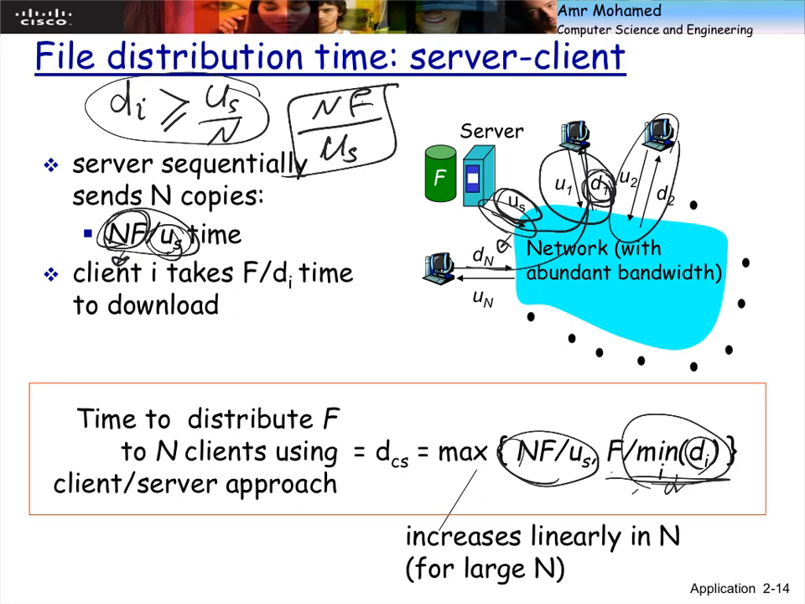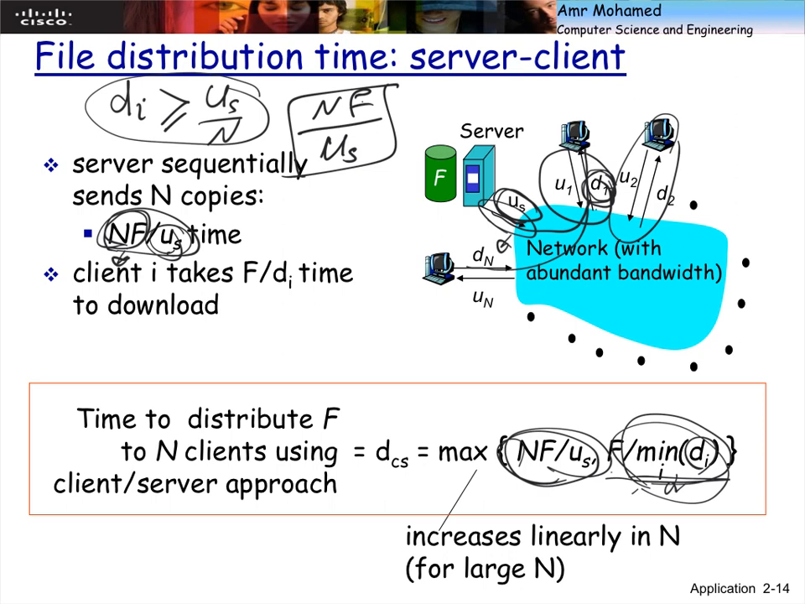Go ahead. If we have a large number of clients, it will consume more time for the file distribution, yes? This is the time NF divided by US. This is to send to all, right? Correct, to all. Except if someone is restricting you, if someone is slowing you down, in which case this will be the more dominant part. Okay.